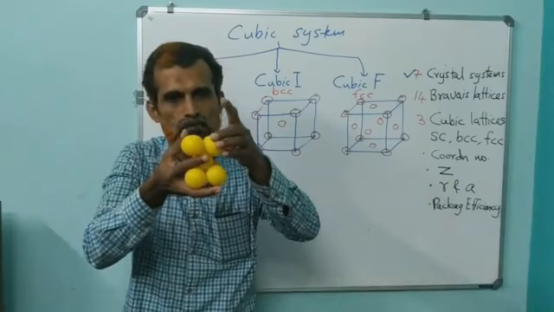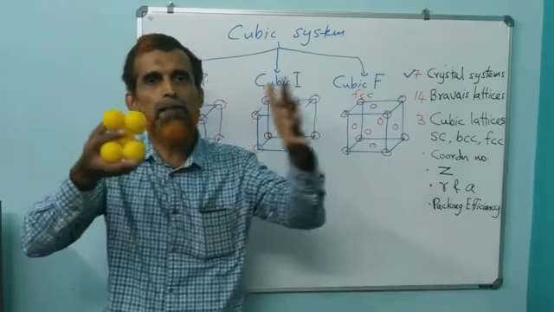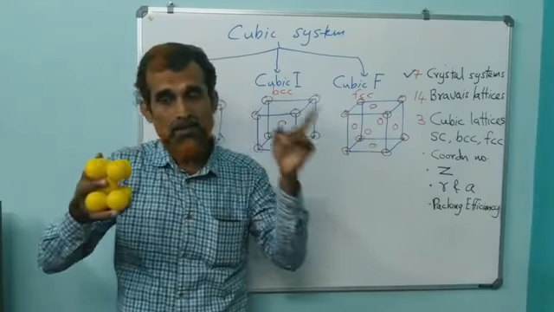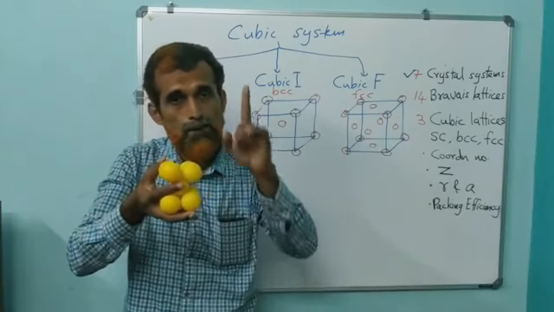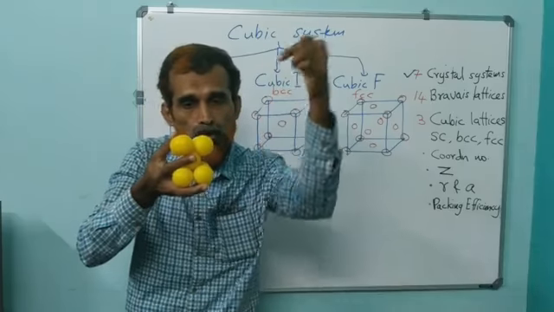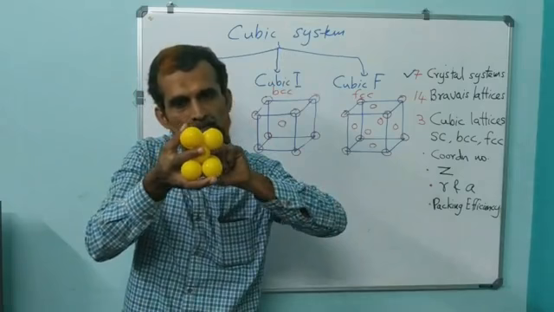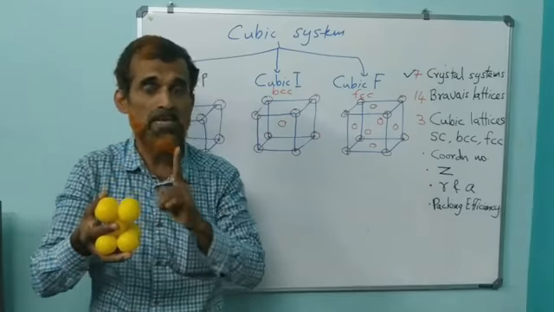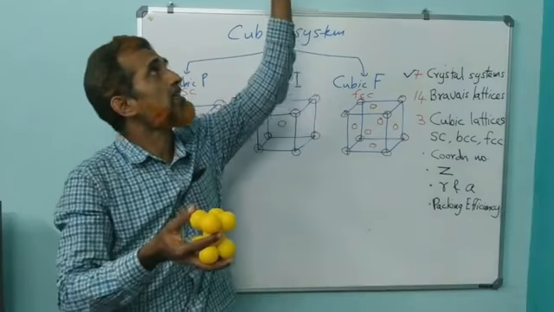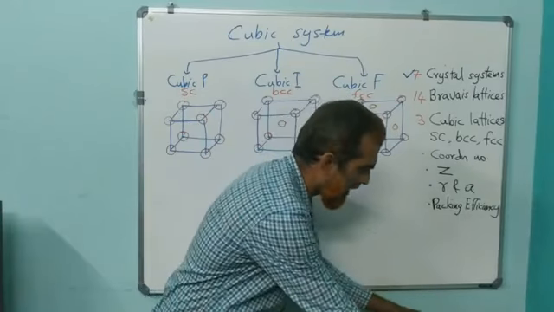So this is not the actual model. All these 4 particles are pulled apart, right? So that they are not touching along the edge. But particles will be touching along the body diagonal. That means this particle will be touching the centered particle, and that will be touching the opposite corner particle. That means in BCC, particles are touching along the body diagonal. That's an important point. Now coming to the last one, FCC.